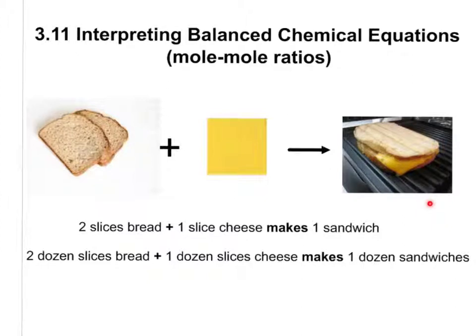We could talk about this in a different way too. We could say we have 2 dozen slices of bread and 1 dozen slices of cheese, and we could make 1 dozen sandwiches. So there are different ways that you could interpret that.